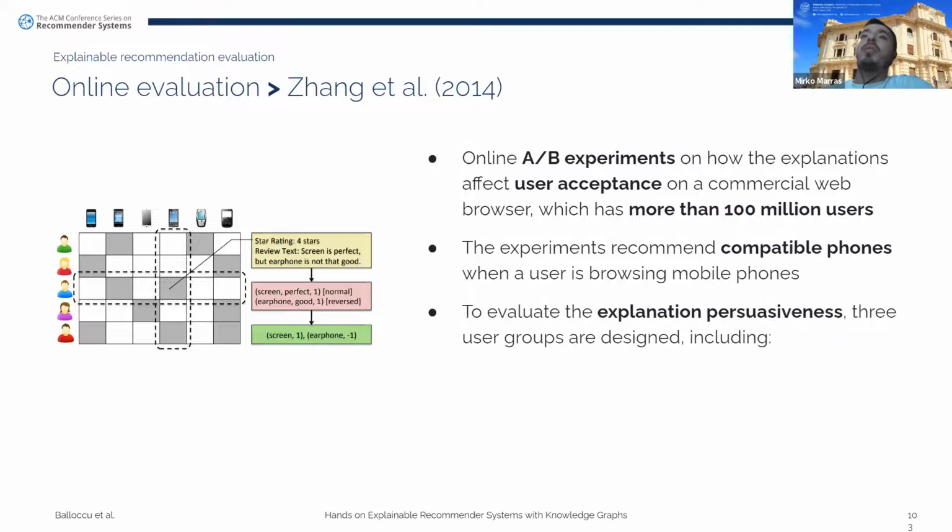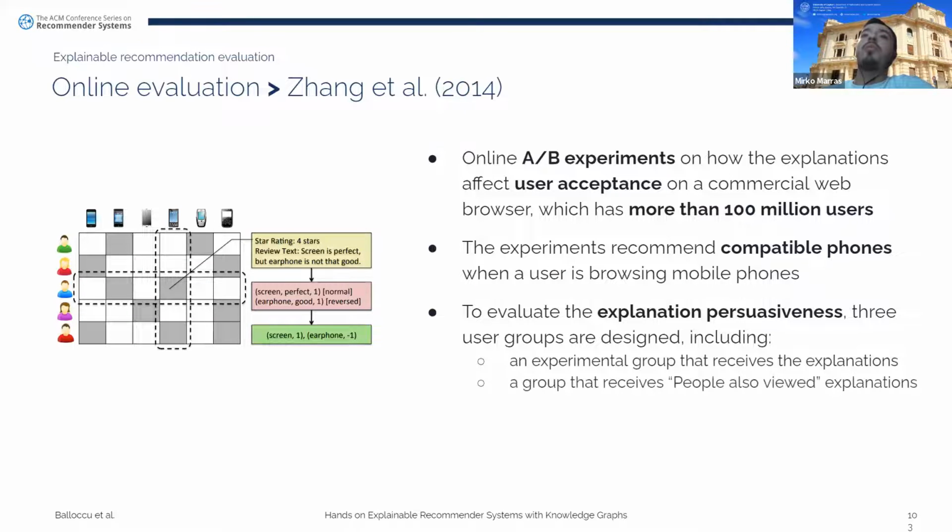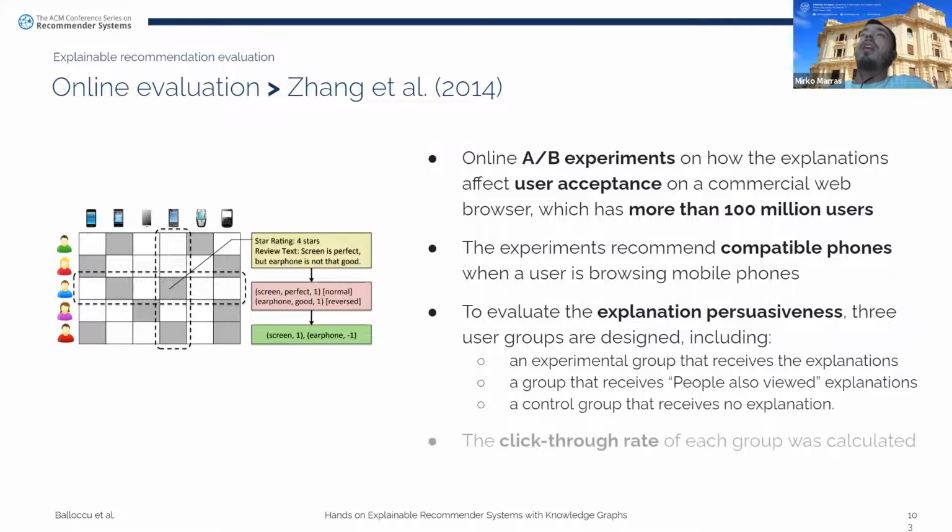And to evaluate the explanations, 3 user groups were designed, including an experimental group that receives the testing explanations, a comparison group that receives the baseline "people who also viewed" explanations, and a control group that receives no explanation. And the click-through rate of each group was calculated to evaluate the effect of providing personalized explanations.